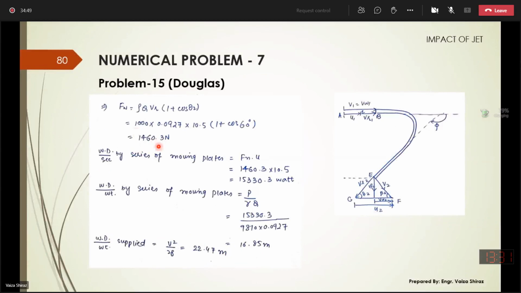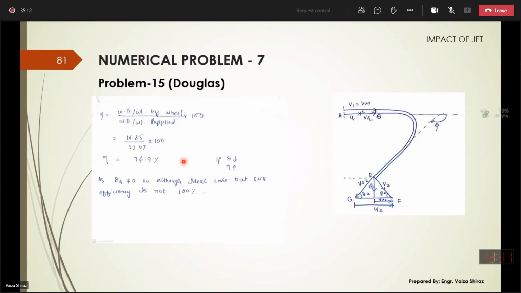Next, work done per second, that is Fn into U. Convert this into head by dividing this power by gamma into Q. Gamma is taken as 9.81, coming from rho, which is 1000. And this is the output power in terms of the head. Then the input power in terms of the head is V square by 2g. Their ratio will give you the efficiency.